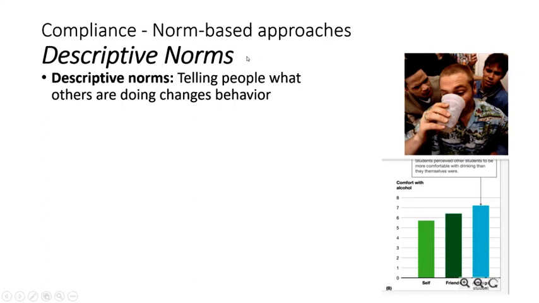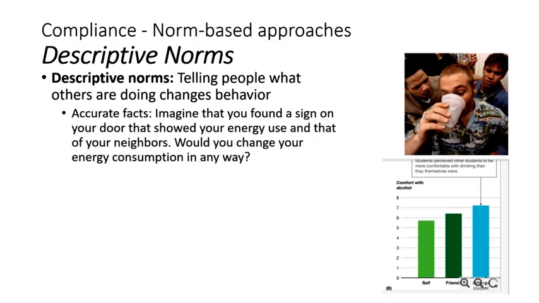And then finally, we have norm-based approaches. So this is agreeing to things because you know that most people do it. In fact, just telling people what others are doing will change their behavior in some cases. Your book has some very nice examples that you should read and become familiar with. If you're presented with accurate facts, let's say you found a sign on your door from the power company showing the energy consumption of your home and the homes of your neighbors, would you change your energy consumption in any way?